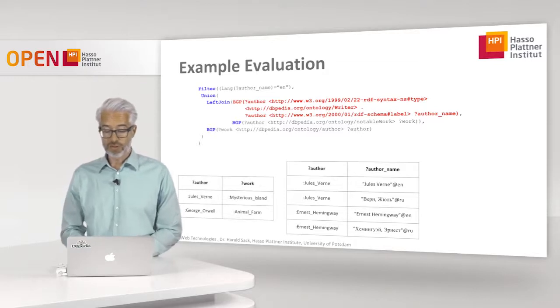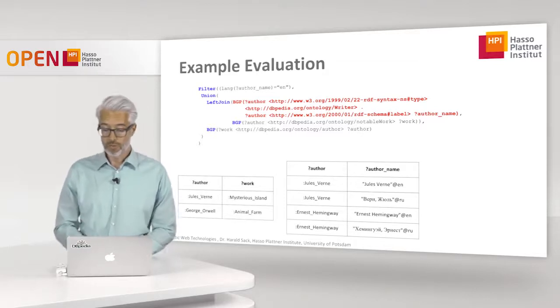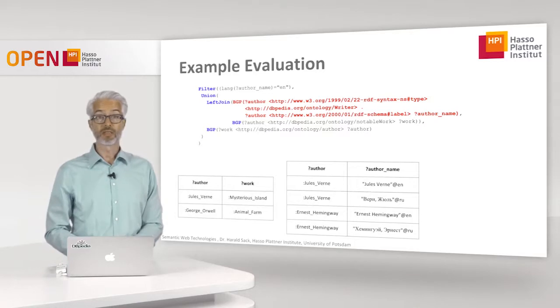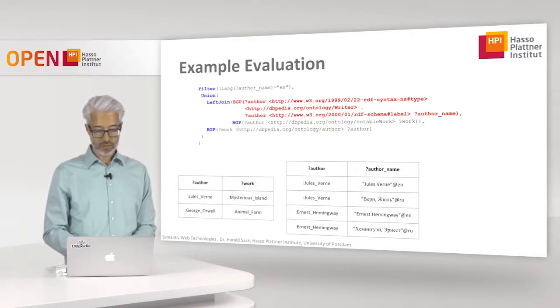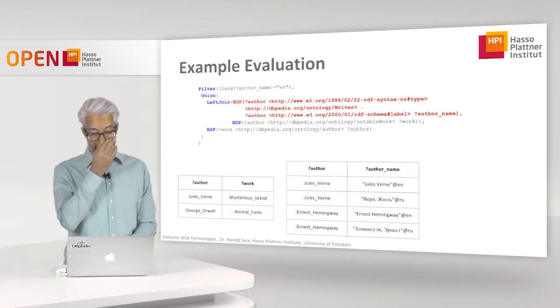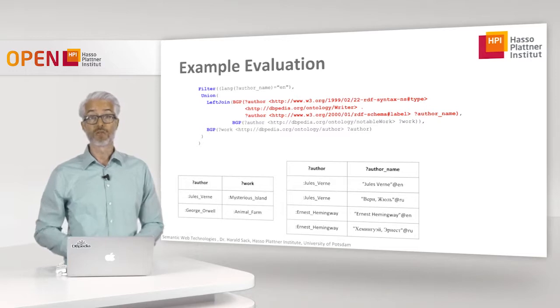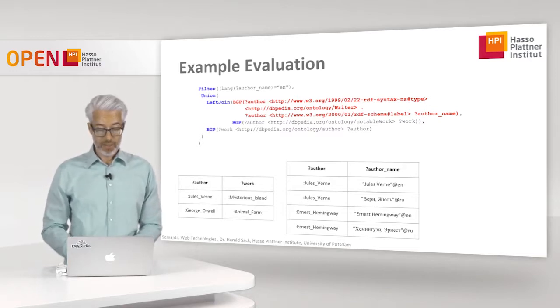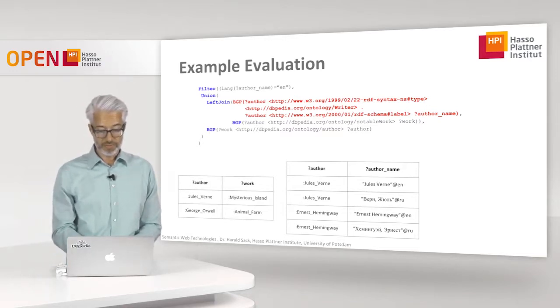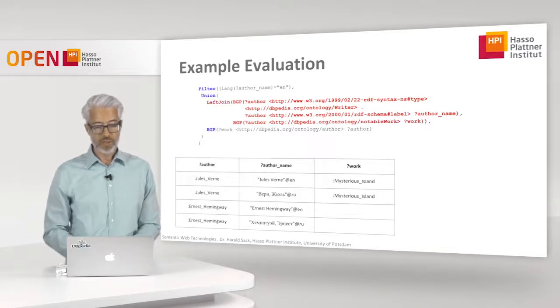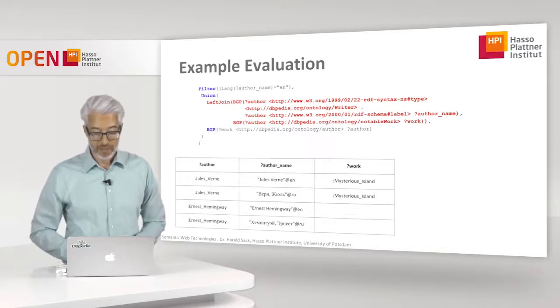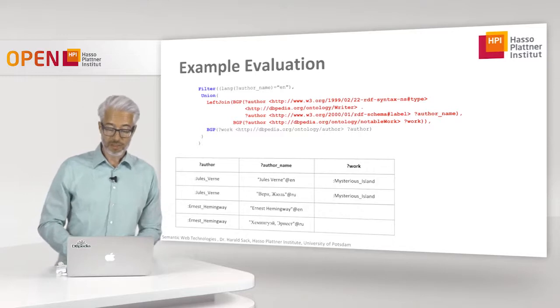And we have first Jules Verne mapped to two author names, first the English one and then the Russian one, and then we have Ernest Hemingway, also the English one and the Russian one. So these are the first two result sets we have to work on in the evaluation of the next one. The next one that we evaluate is the left join. So we have the left join of these two tables.